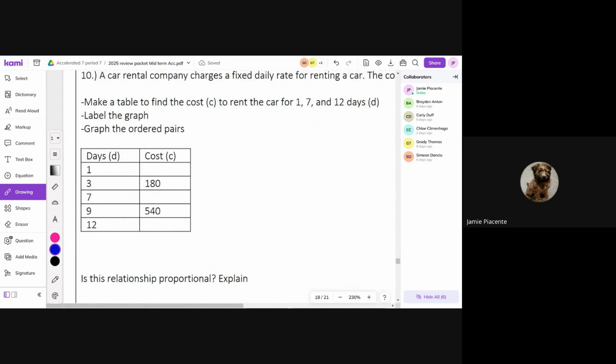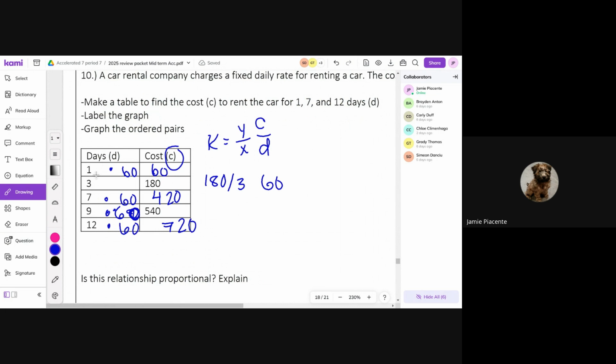Let's find our unit rate or our constant, which is y over x, or in this case, c over d. So 180 over 3, 180 divided by 3 gives us 60. So in one day, my constant is 60. I have to multiply by 60. 7 times 60 is 420. Let's just check. Is 9 times 60 540? Yep. 12 times 60. This is a 60. I don't know why it looks like a 9. 12 times 60 is 720.